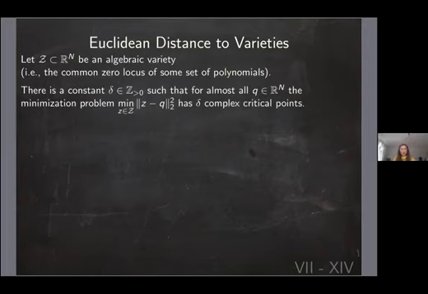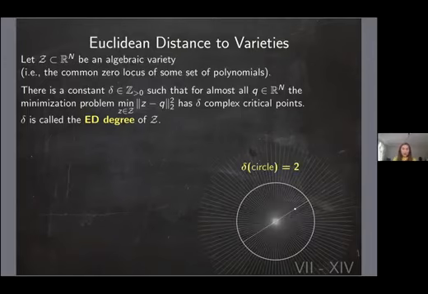So this seems like a big thing, so let me make an example. This number, by the way, is called the Euclidean distance degree. And here is my first example. If your variety is a circle, then I claim this number is 2.